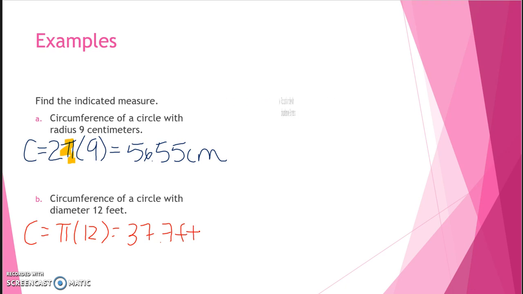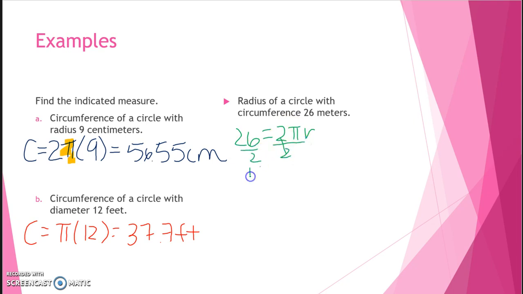You can also use these two formulas to find the radius and the diameter length. So we're going to start with the radius. If we're looking for the radius and we know that the circumference is 26, it's going to be 26 is equal to 2 pi times r. And then what you would want to do is divide both sides by 2 to get 13 equals pi times r. Divide both sides by pi. You get that your radius is 4.14 meters.